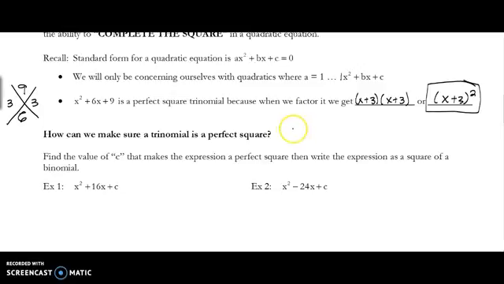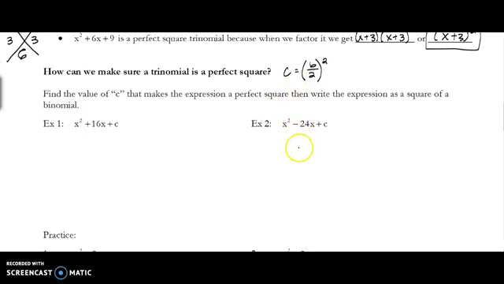And to find that c value, that last term in our standard form, we're going to take the b value. So this here is our b value right there. To find c, we're going to, in parentheses, say b divided by 2, whatever that b value is, divide it by 2 and square it. That will give you that c value.